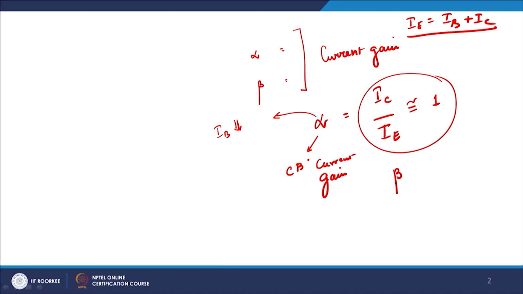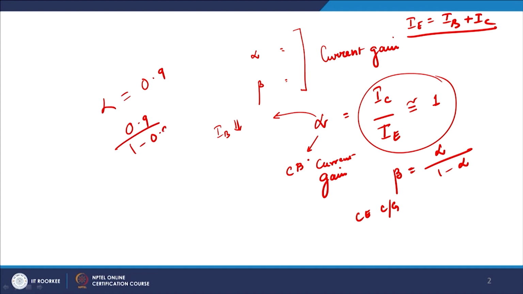Typically beta is known as the common emitter current gain and is given as alpha upon 1 minus alpha, right. So, this is what we get as beta here. If you take alpha to be equal to 0.9, approximately, then I get 0.9 by 1 minus 0.9. So, 0.9 by 0.1, I get approximately equal to 9, right. Is this clear conceptually? So, this is beta which you see as the common emitter current gain.